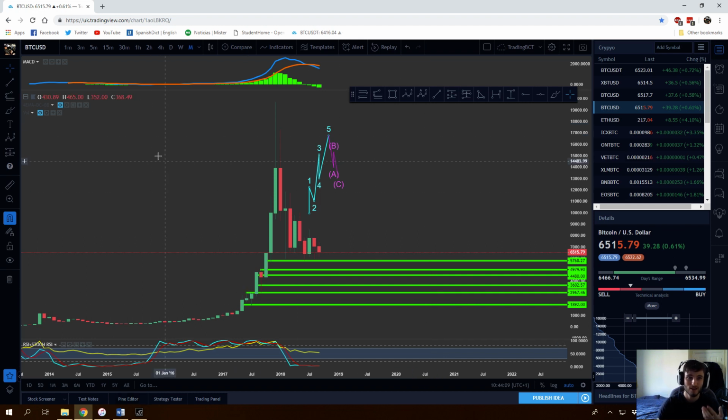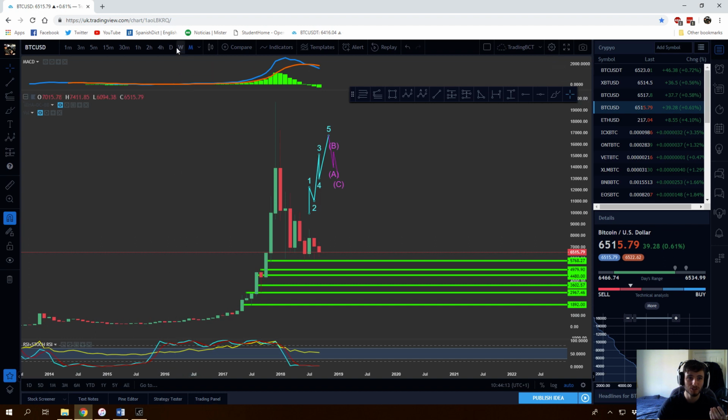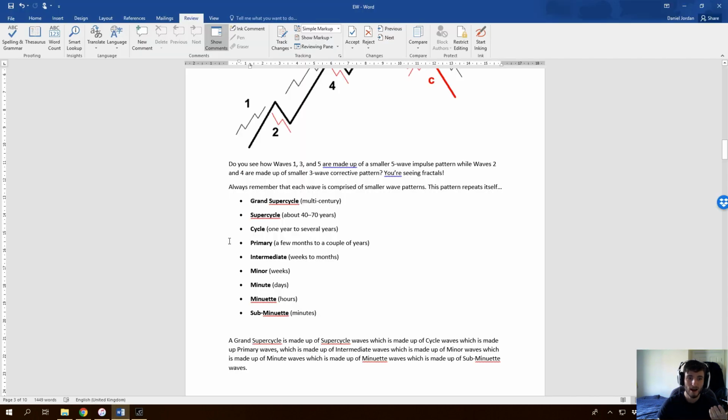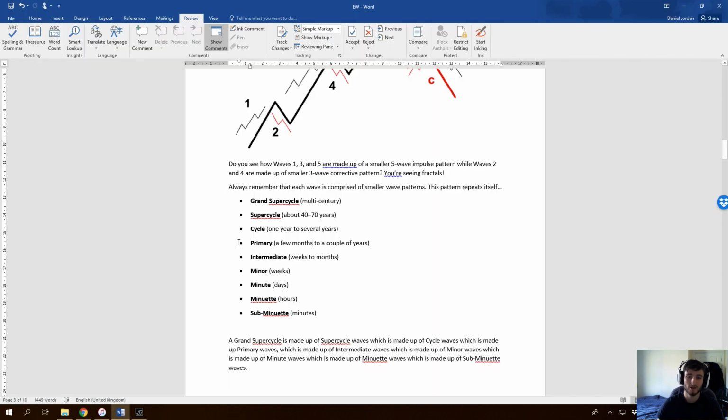Okay, so like that. So your grand super cycle, then the super cycle, which could be classed as like the weekly, and then the cycle, which would be classed as the daily, and then the primary, 12-hour, intermediate, 4-hour, etc., etc. So you have the primary, intermediate, minor, minute, and subminute.